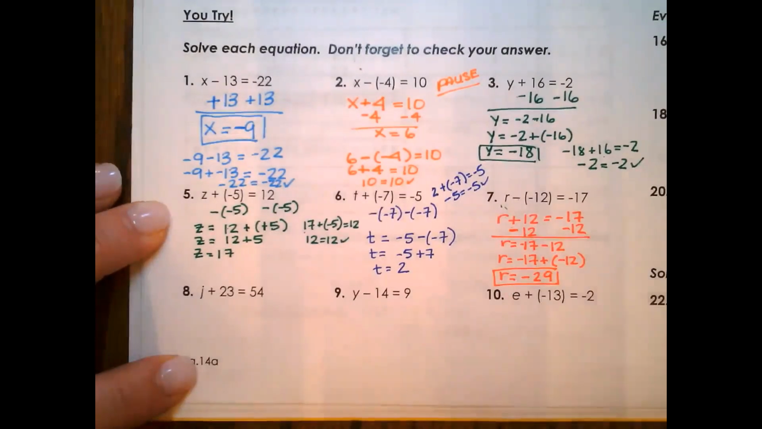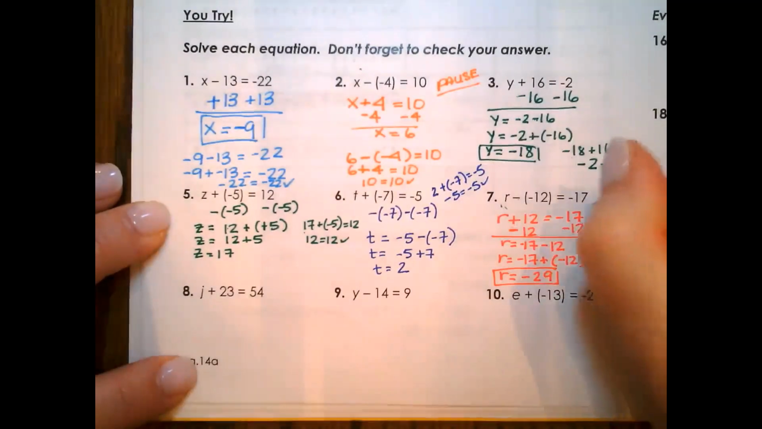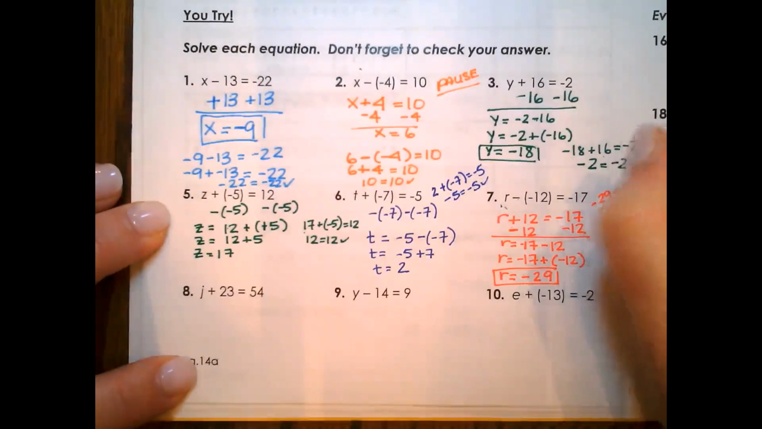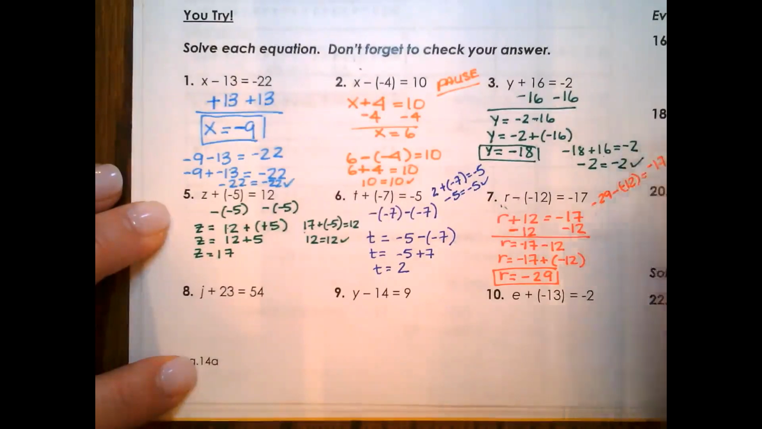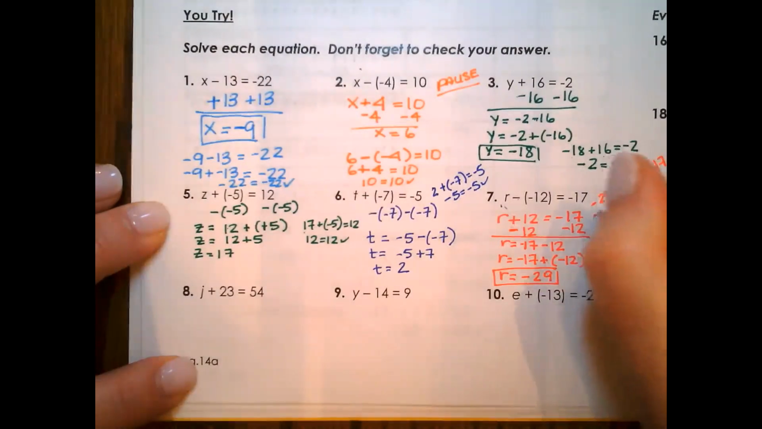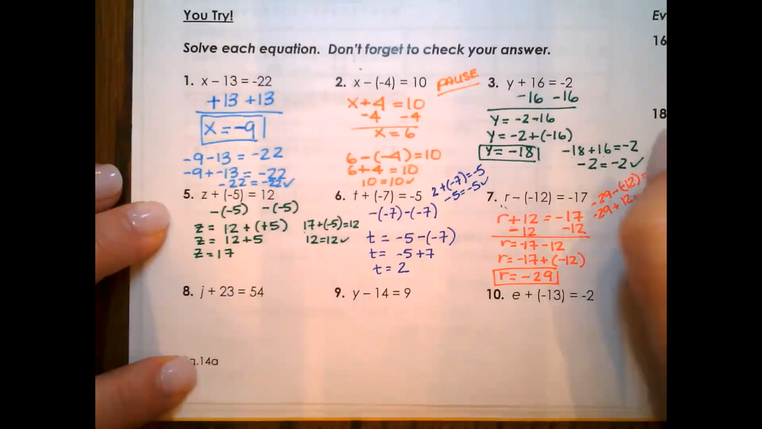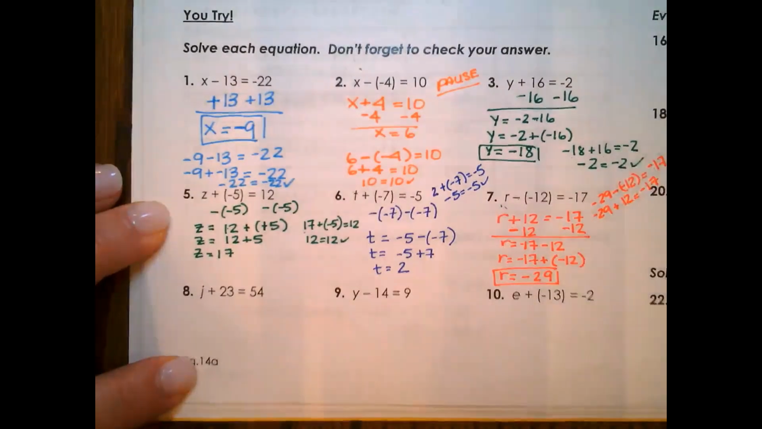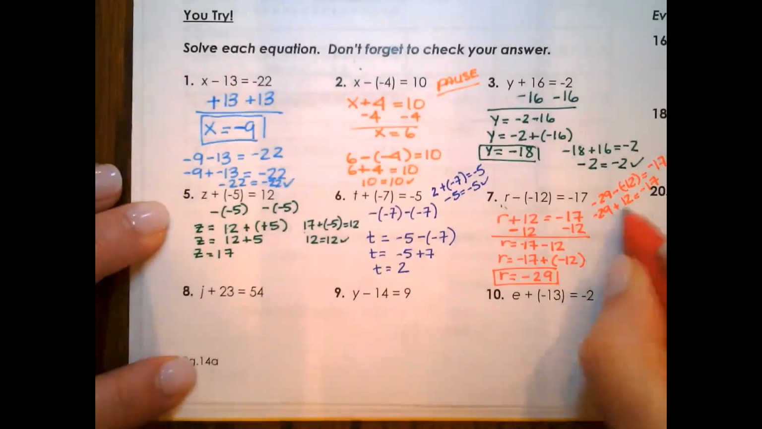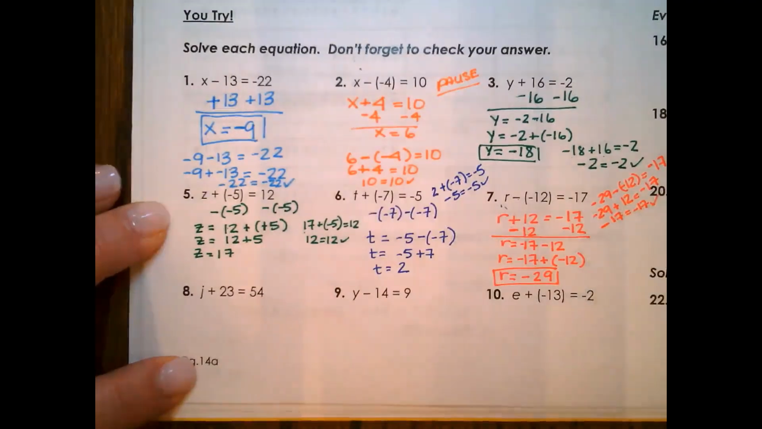And then to check it, we plug it back in. So negative 29 minus negative 12 should equal negative 17. We're going to change subtracting a negative into adding a positive, and you get negative 17. So when you do this, we know our answer is going to be negative. I have more negatives. I have 17 more negatives. And now I know I'm good.